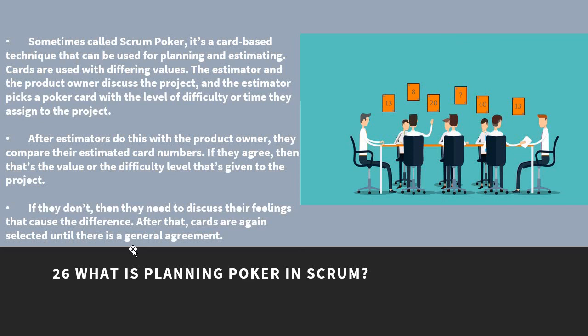After estimators do this with the product owner, they compare their estimated card numbers. If they agree, then that's the value or the difficulty level that's given to the project. If they don't agree, then they need to discuss their feelings that caused the difference. After that, the cards are again selected until there is a general agreement.